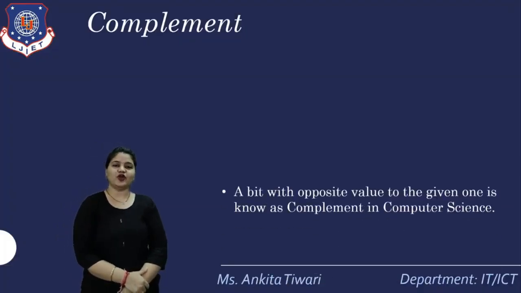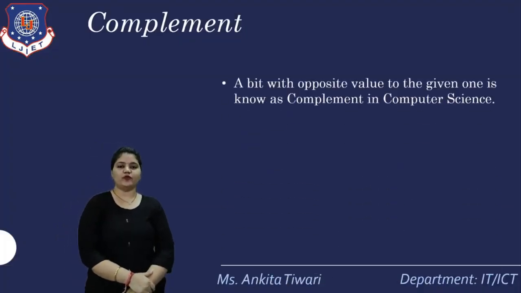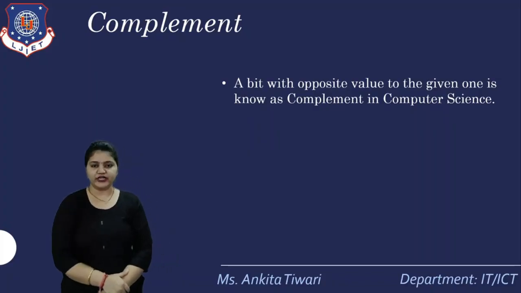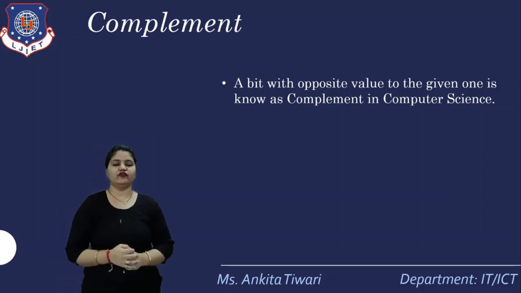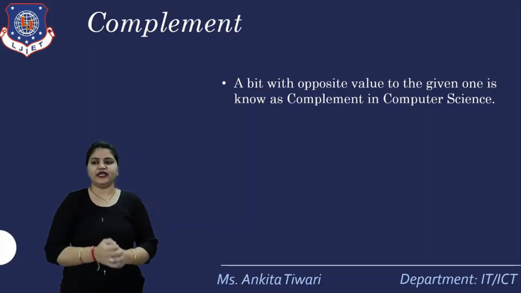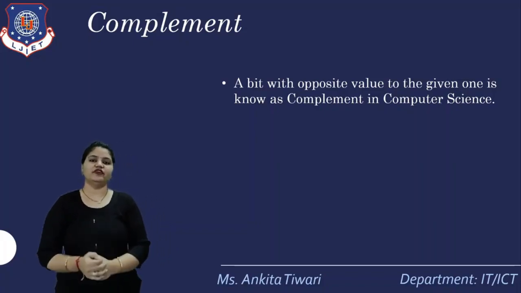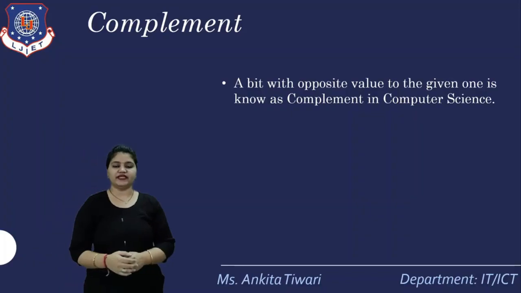Now if I am talking about complement, complement means opposite value. Of what? Of Boolean. What do you mean by Boolean? In Boolean, we have two numbers, that is 0 and 1. So if I have taken a value 0, its complement value will be 1. The same thing, if I am taking a value 1, its complement value will be 0. So this is what complement is.